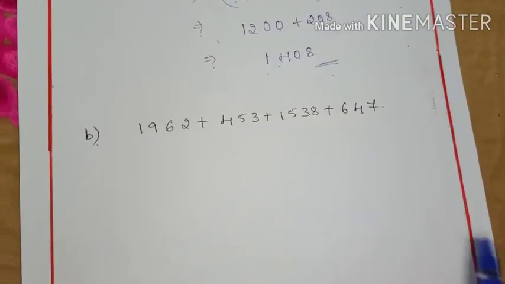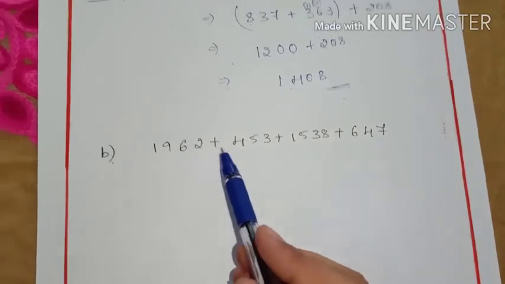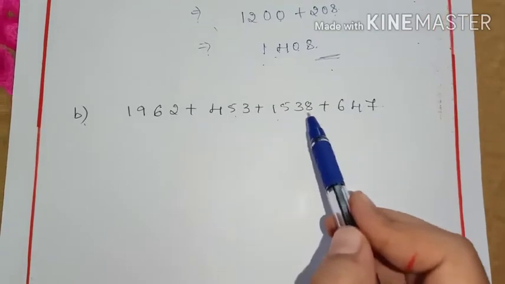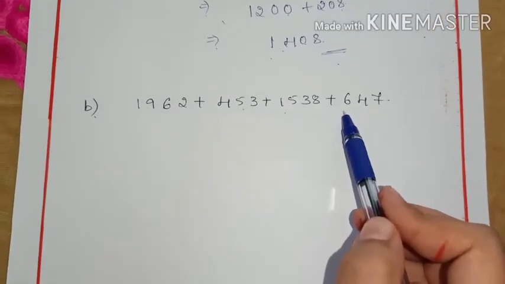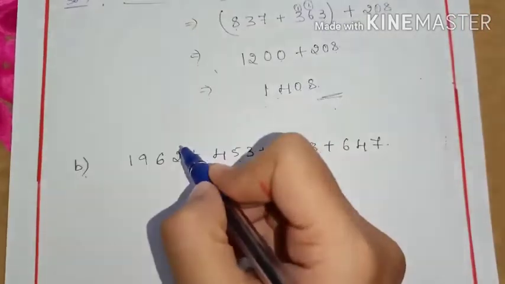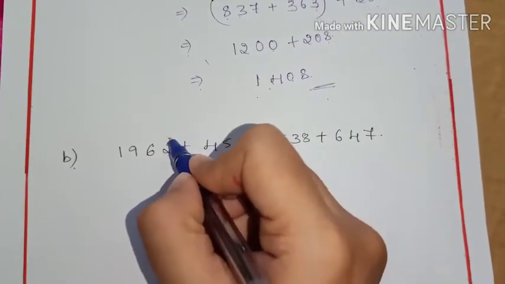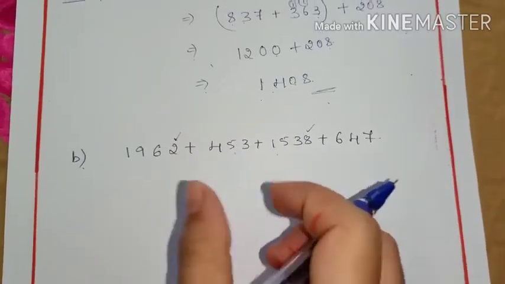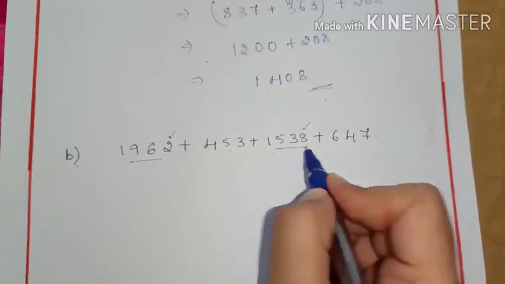See, 1962 plus 453 plus 1538 plus 647. Here also the same trick you can use. Check the last digits where you can make 10. See, 2 and here 8. 2 plus 8 is 10. So make these numbers a group.